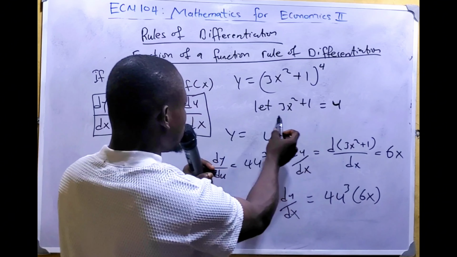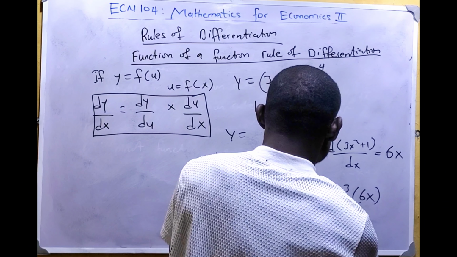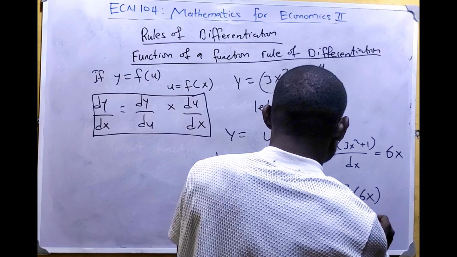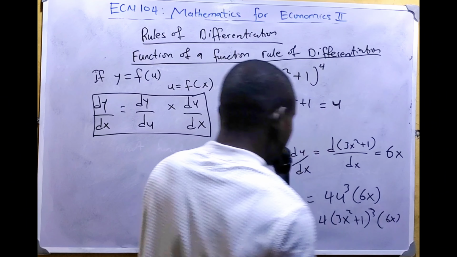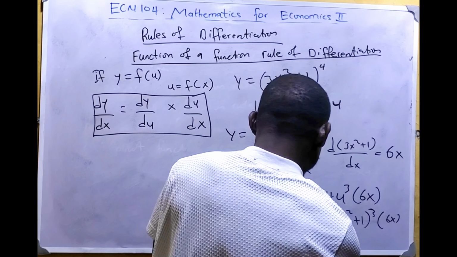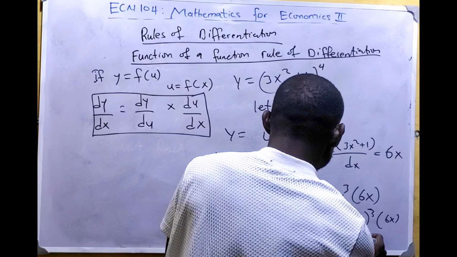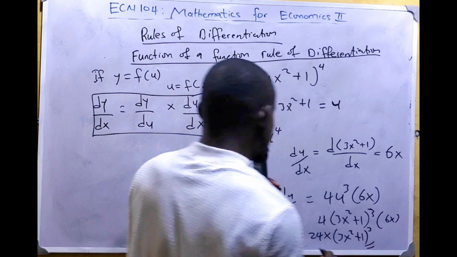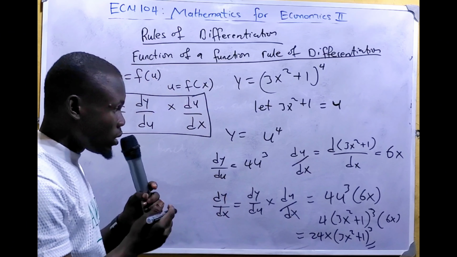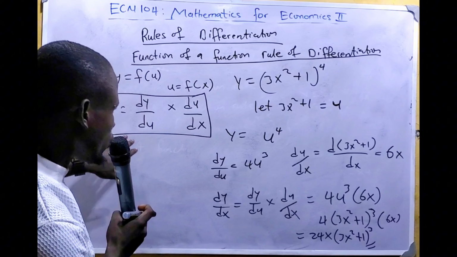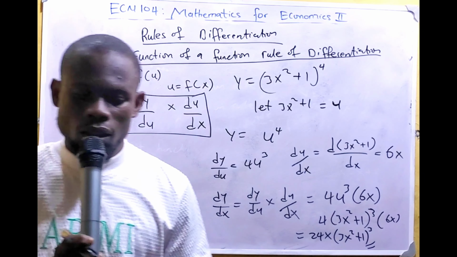Recall, your u is 3x squared plus 1, so you substitute that here. This will be 4 into (3x squared plus 1) raised to power 3 times 6x. 4 times 6 is 24. Then this will be 24x into (3x squared plus 1) raised to power 3. And this is the derivative of (3x squared plus 1) raised to power 4. Because this is a function of a function, you have to use this chain rule anywhere you see a function of a function.